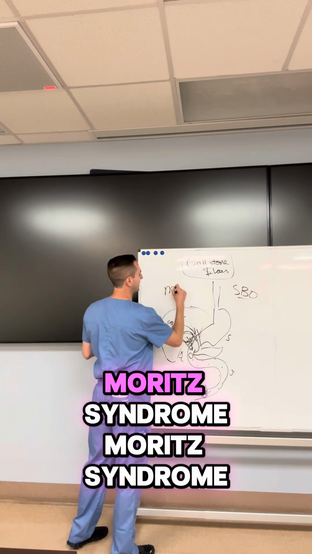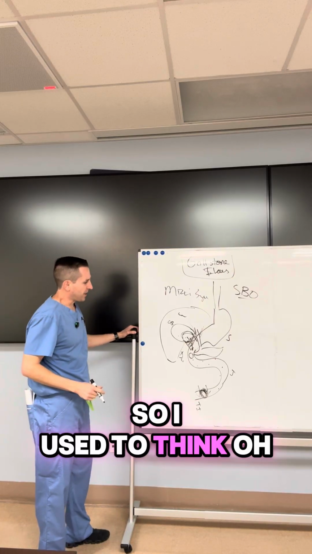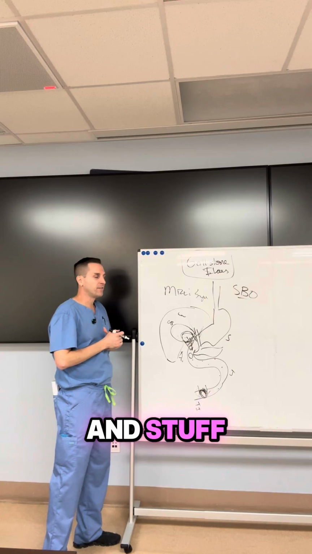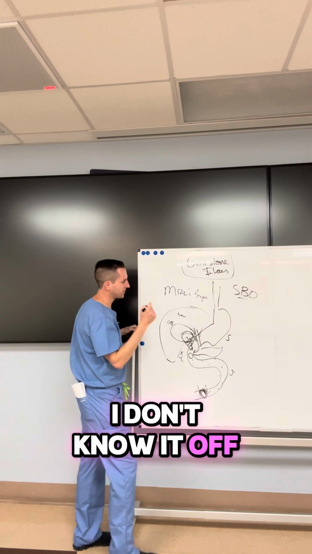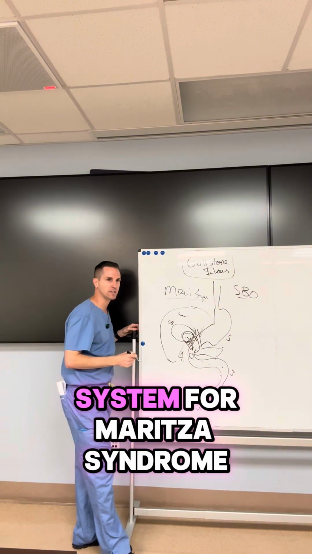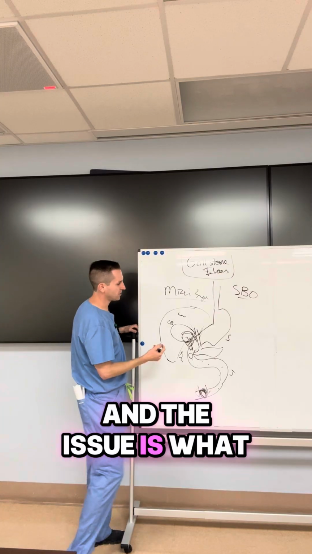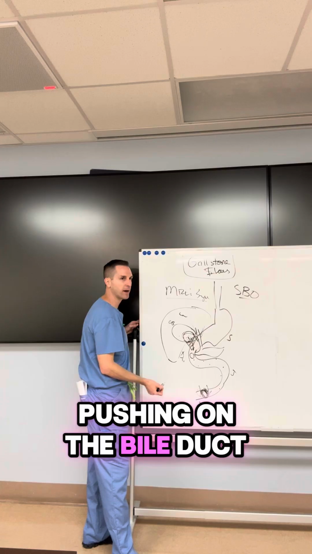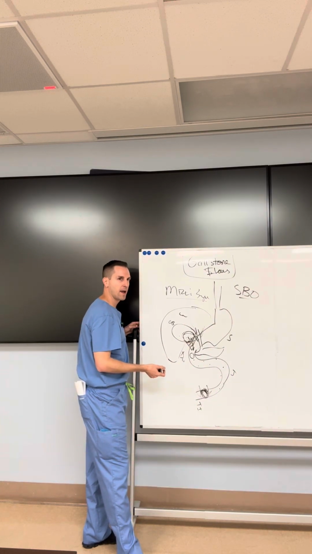This is called Mirizzi syndrome. I used to think, oh, no big deal. There's a little stone pushing on the bile duct, like when I was an intern. Well, this is a huge problem because there's a whole classification system for Mirizzi syndrome. The issue is, what can happen then? The big stone is pushing on the bile duct, causing hyperbilirubinemia and a bile duct obstruction. Same thing here. What can happen?